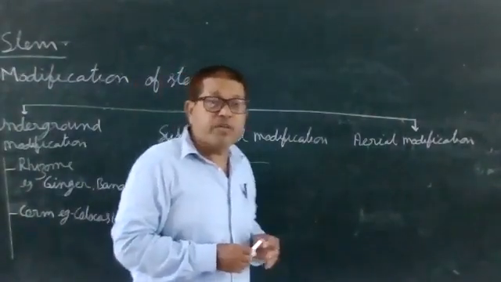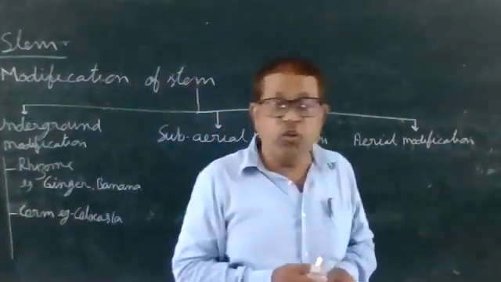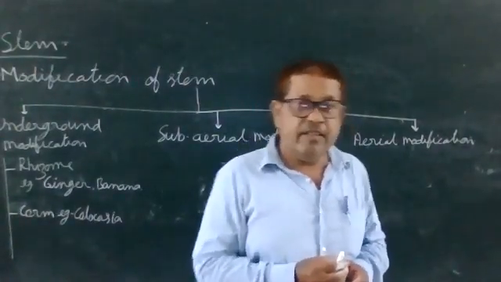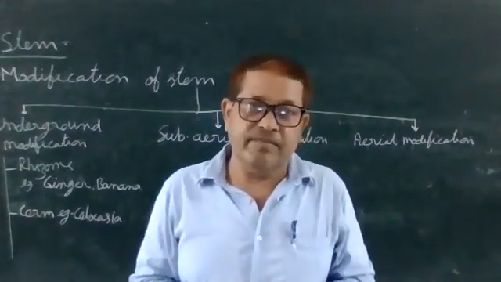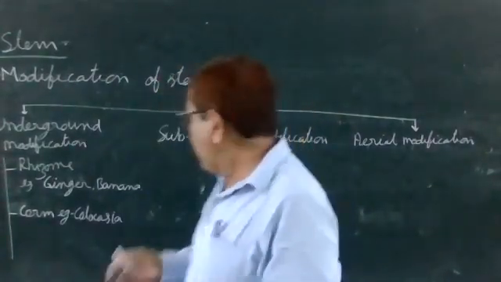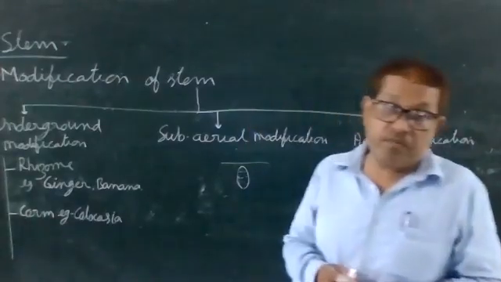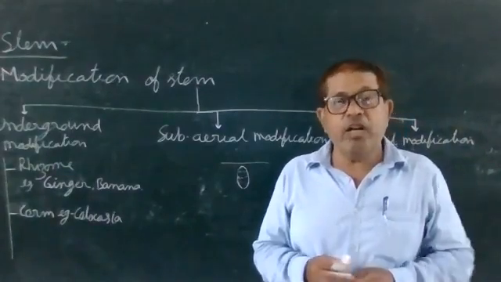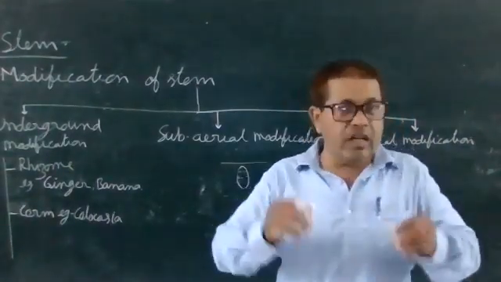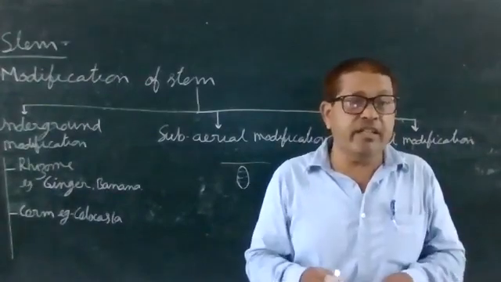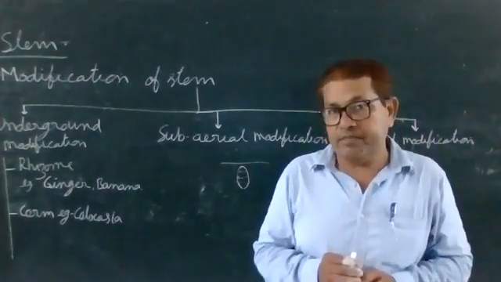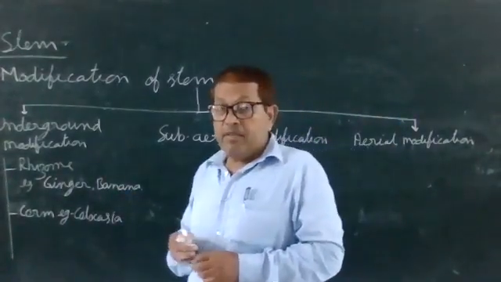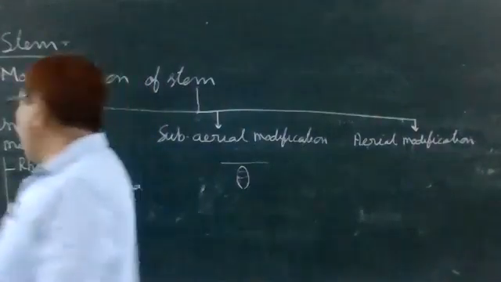The example of corm is colocasia. You know colocasia? Arvi, which is generally called Guya in our language. So this is rhizome, corm. Next one is the tuber.